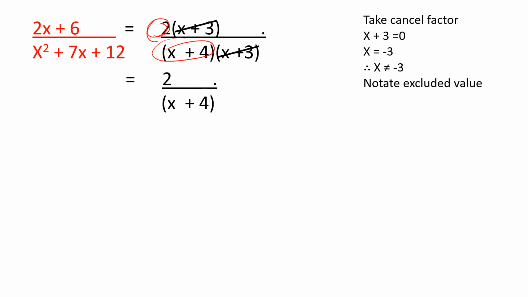So how do you do that? Well, you take what you canceled out, you set that equal to 0, you solve for x. In this case, x equals -3. And now you're going to notate that the excluded value is x cannot be -3.